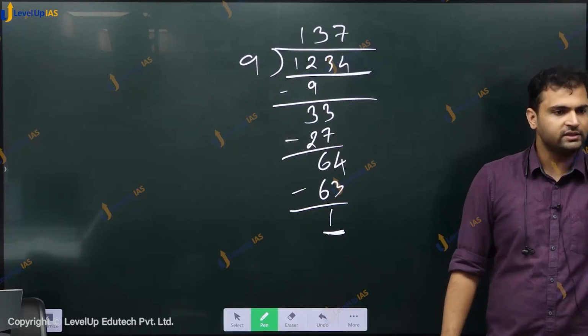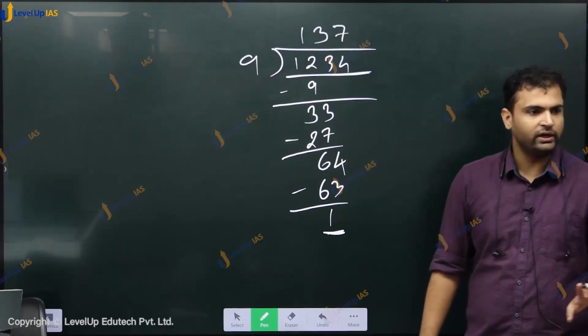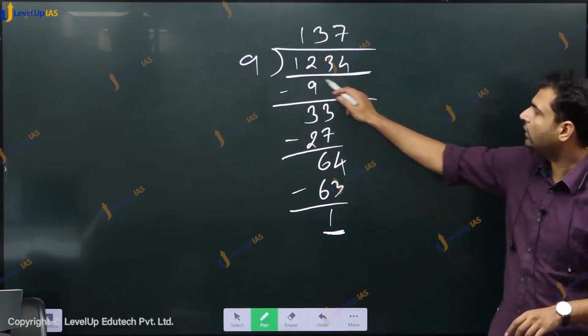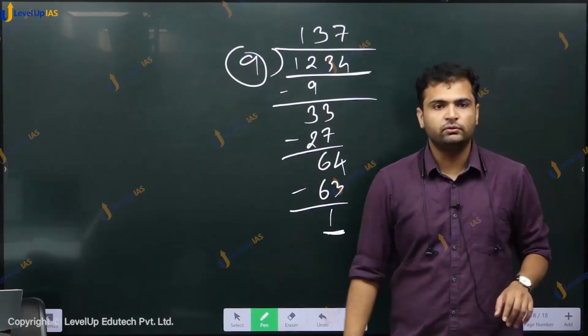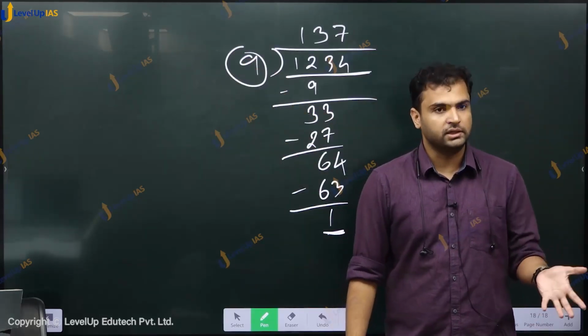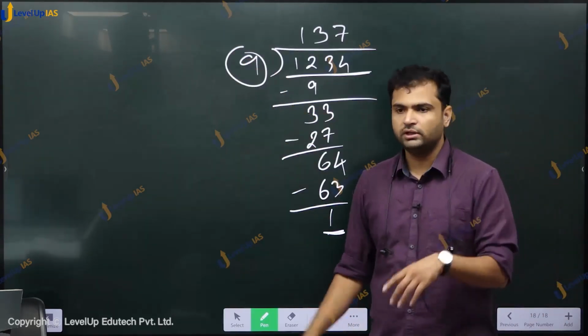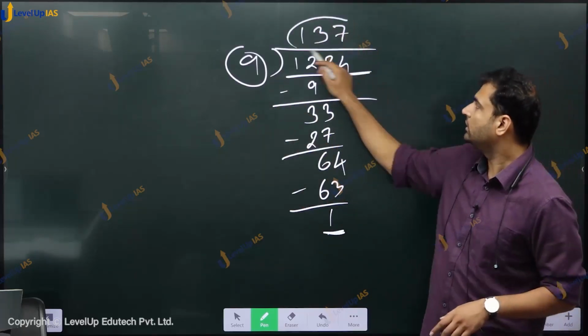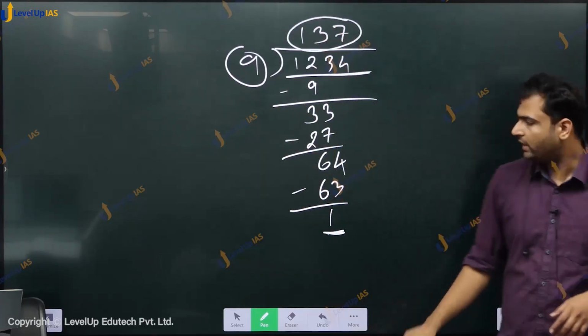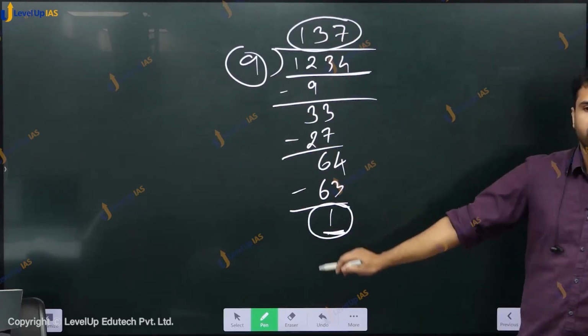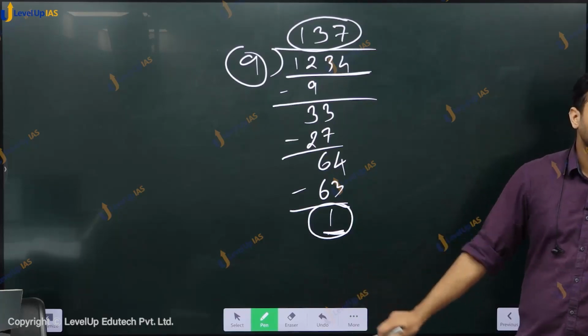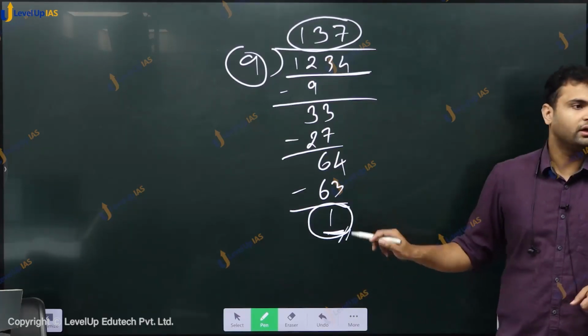We call this number the dividend. Dividend. It is there in your notes. No need to write down. है आपके पास. We call this 9, the number with which we divided, the divisor. We are dividing using 9. This number is called the quotient. And finally, this is the remainder. UPSC is not interested in this remainder.